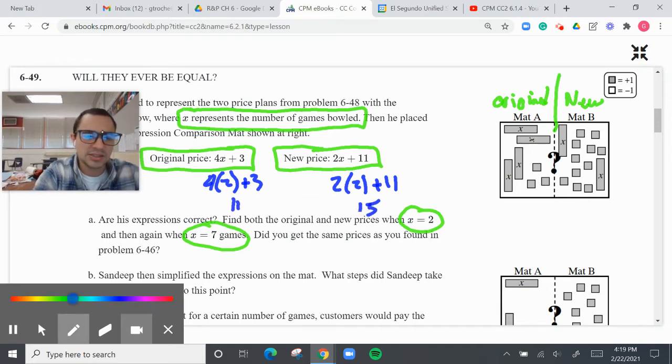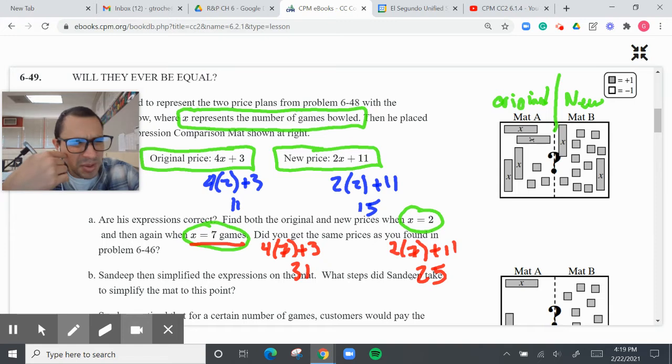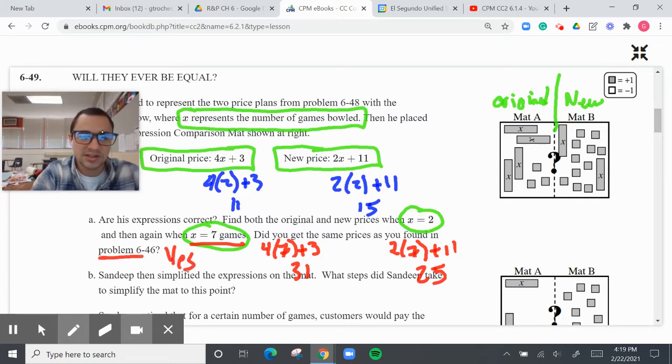All right. And then let's go ahead and use red for the second one, which is going to be 7 games. So 4 times 7. Again, I'm already doing this, but just so you know, in case you missed it, we have it here. So that's going to be 31, and this one is going to be 14 plus 11, 25. I thought maybe I said 28 the last time. I'm sorry if I said 28 last time, it's 25. Sorry about that. So did you get the same prices? Yes. You should have gotten the same prices as before.